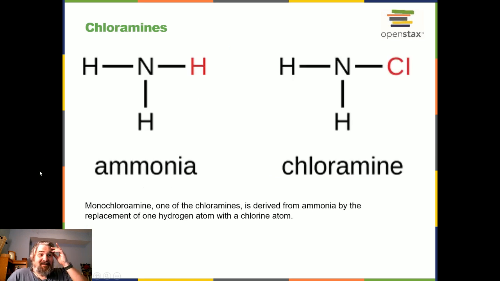So chloramines. We take ammonia, remove a hydrogen, replace it with a chlorine, and you have a chloramine. Monochloramine is derived from ammonia. It's used as a disinfectant.